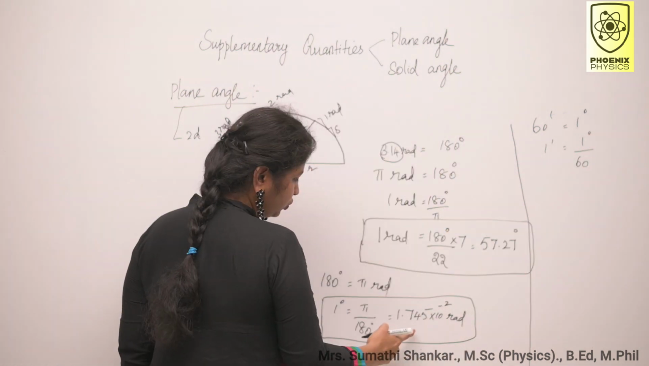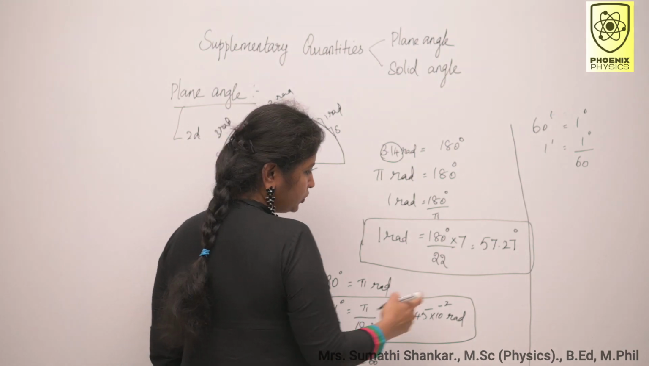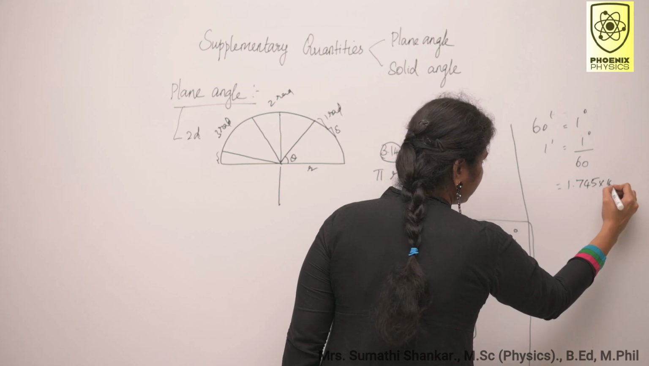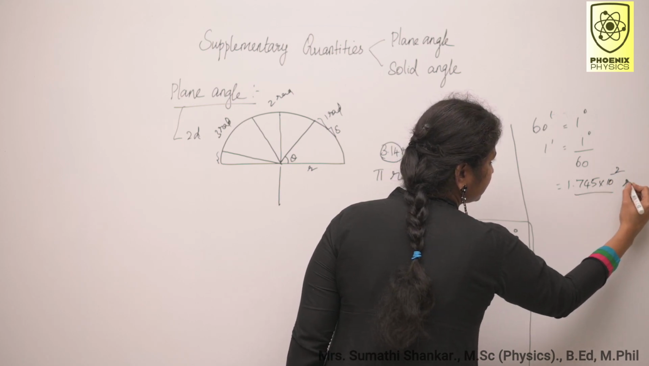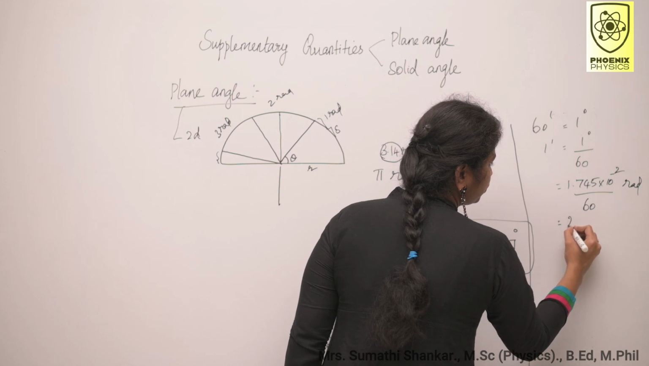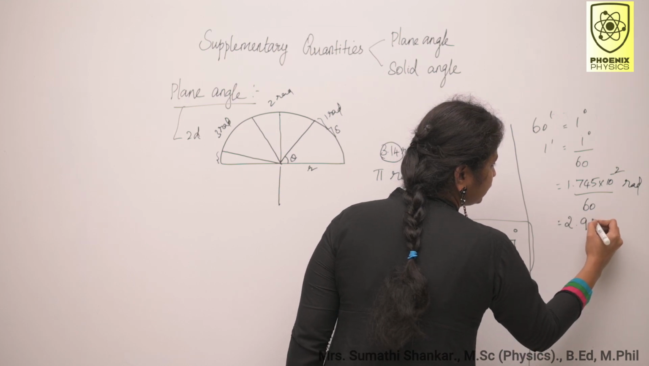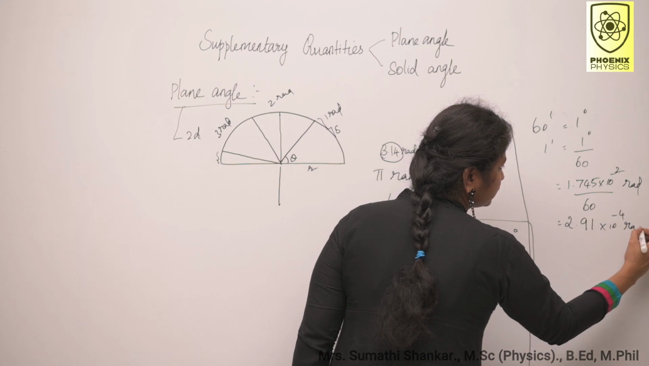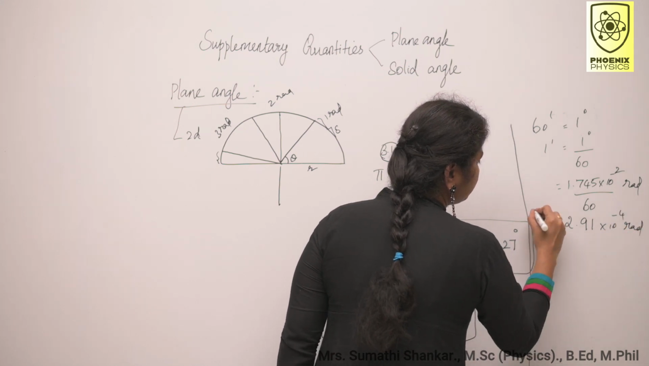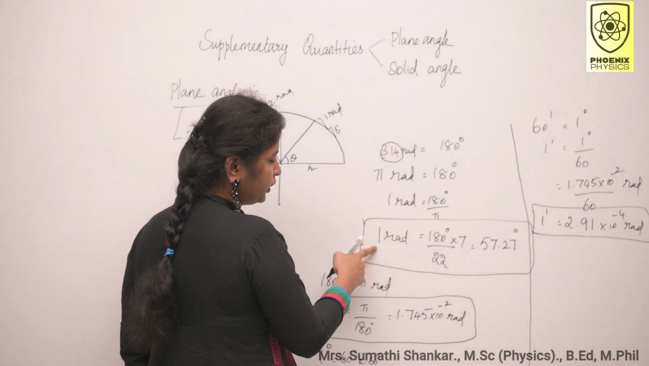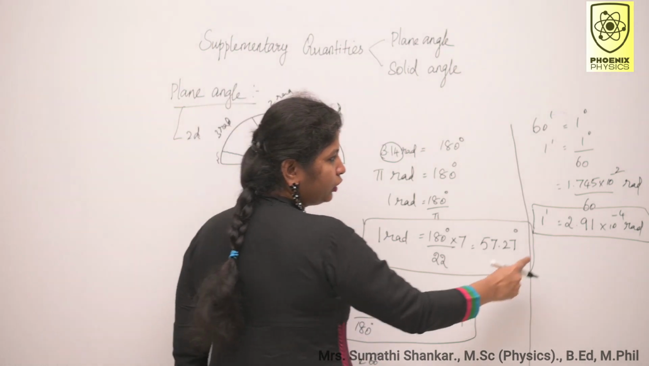Just now we found out 1 degree. This is 1.745 into 10 to the power of minus 2 radian divided by this 60, you can get the value as 2.91 into 10 to the power of minus 4 radian. This is for 1 minute.